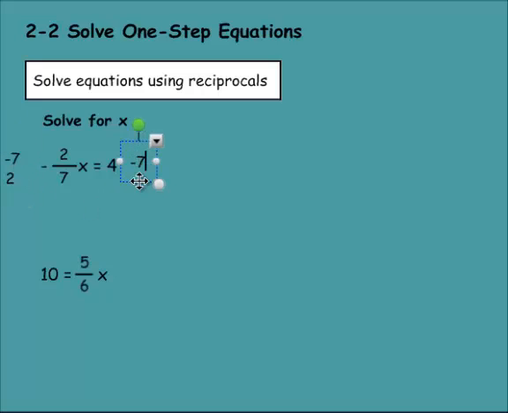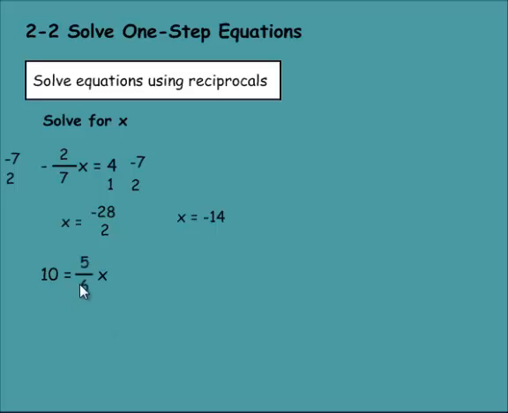So negative 7 over 2. Okay, and then this would be 4 over 1. So this would isolate the x because the negatives cancel out, and these would cancel each other out. So we're left with x over here. Now we have 4 times negative 7, that would be negative 28. 1 times 2 would be 2. Let's simplify that again. They could both be divided by 2, so x would be negative 14.